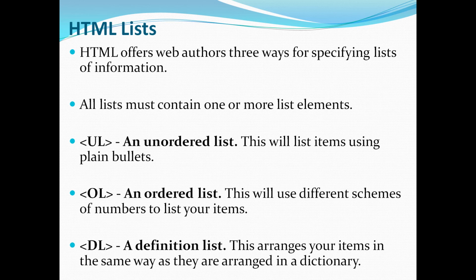UL means unordered list. This list will display items using plain bullets. Normally, like in the document here, when you are studying, bullets are displayed. If you want to display bullets like that, then we use the unordered list. By default it will be a bullet, but it's also possible to display squares or circles.